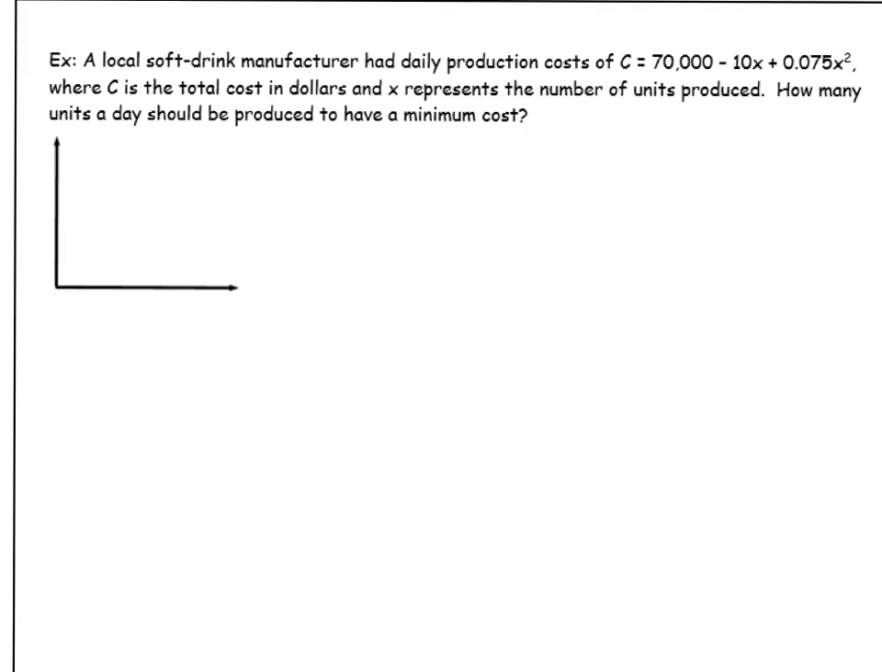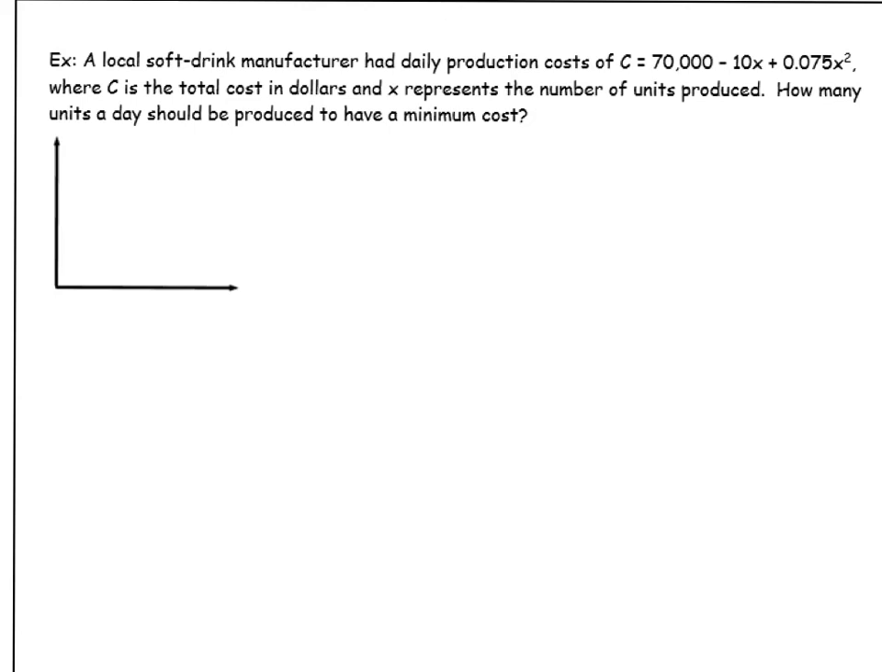All right, a soft drink manufacturer wants to minimize cost based on the number of units produced. This comes up a lot in business problems, as to what amount of production would maximize revenue or minimize cost. There's kind of this point where the business is working at its peak efficiency. This is a cost.